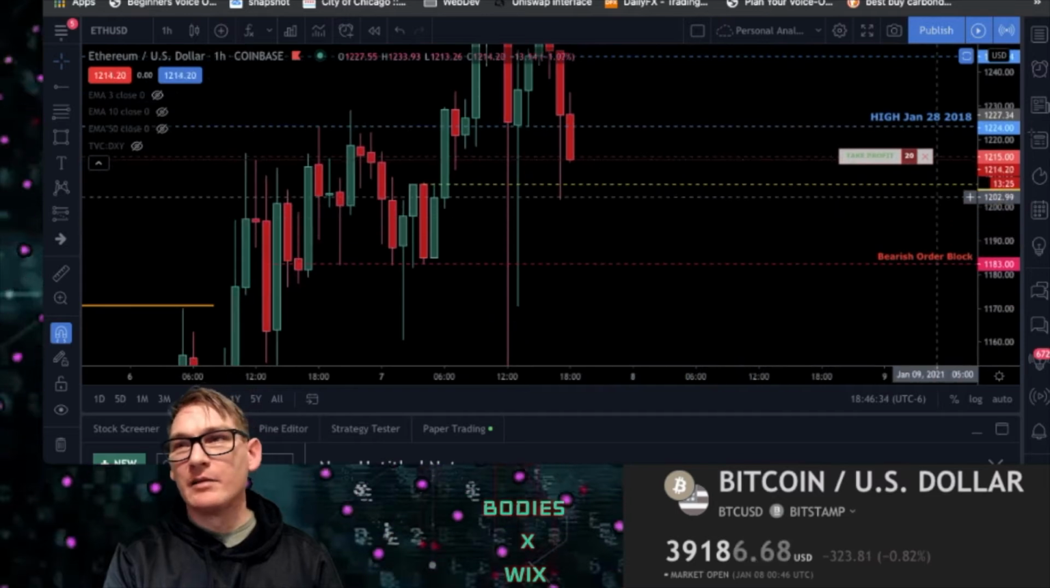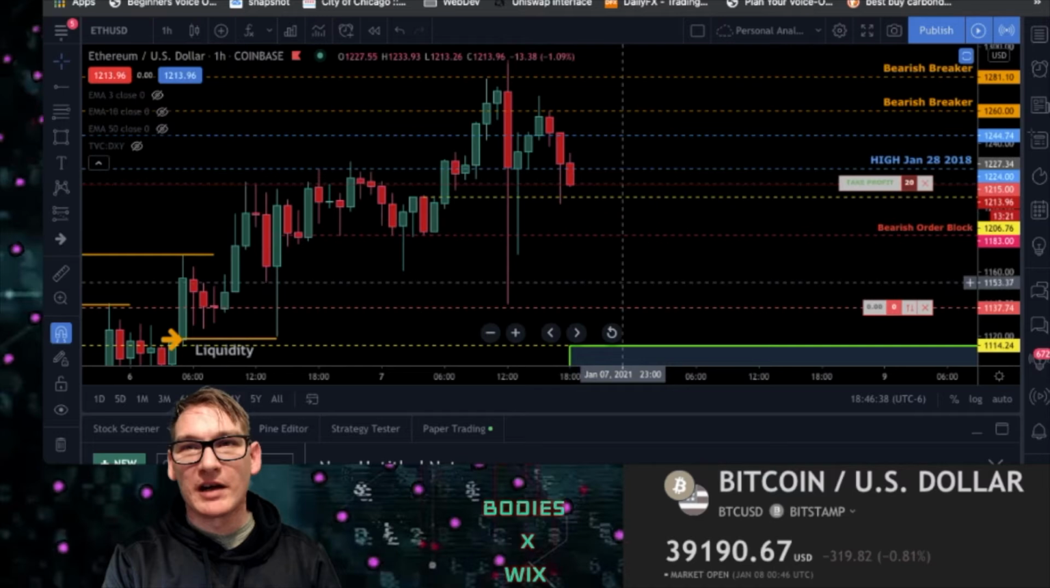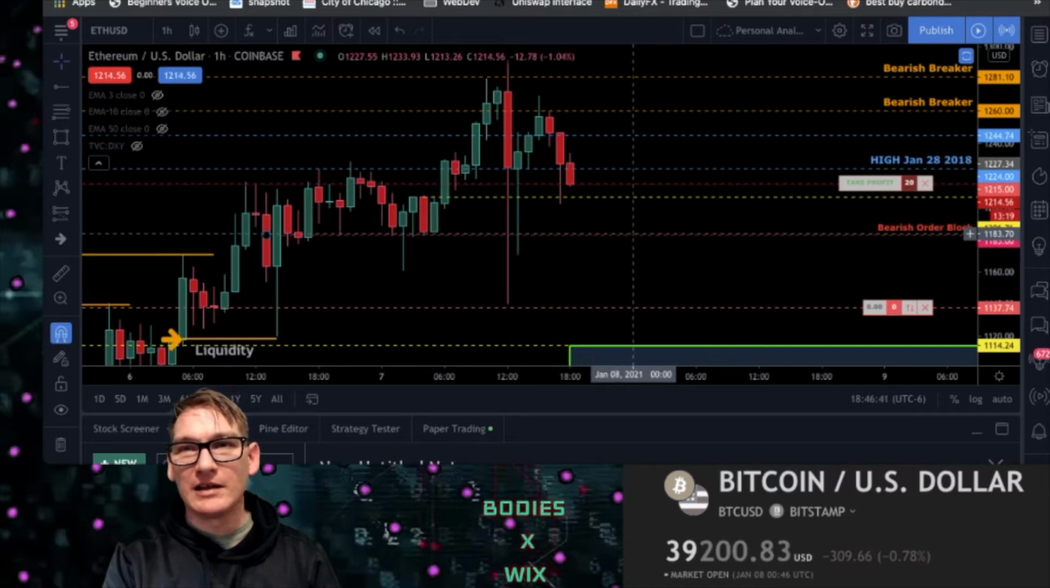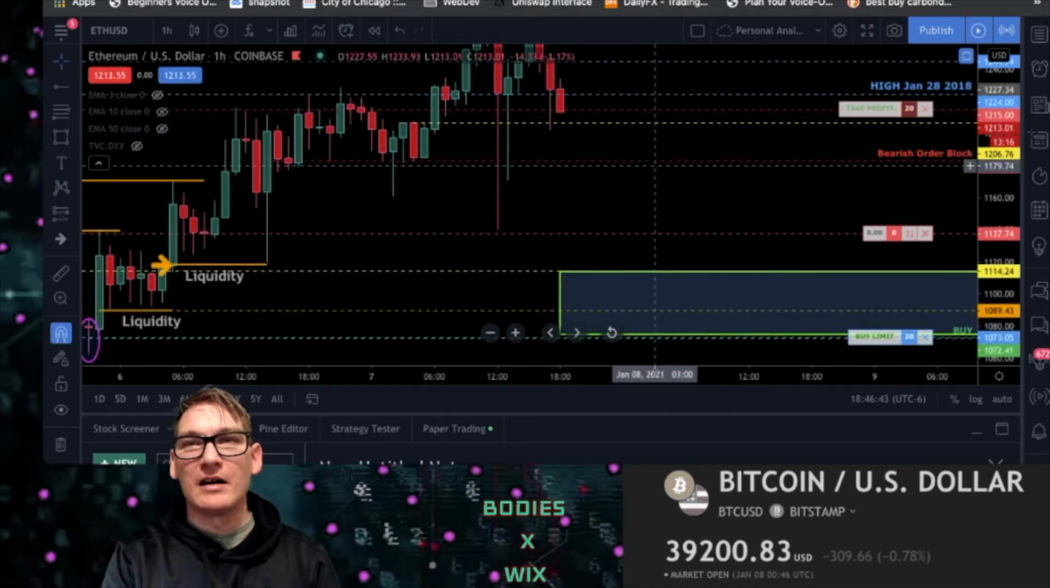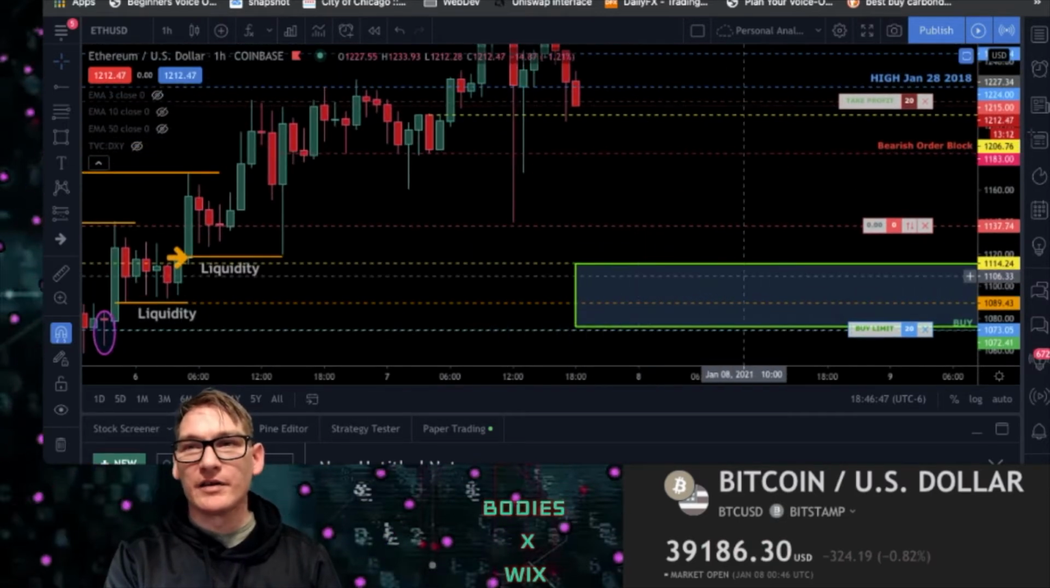But if it goes through that, right, then you're going to look for it to come back up underneath it and then hit it and then probably drop off. And if it does that, then I would be looking toward this area.